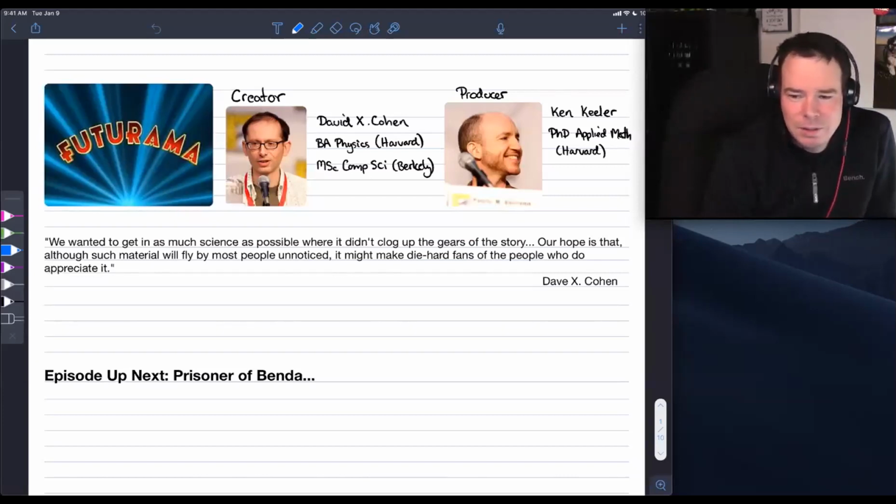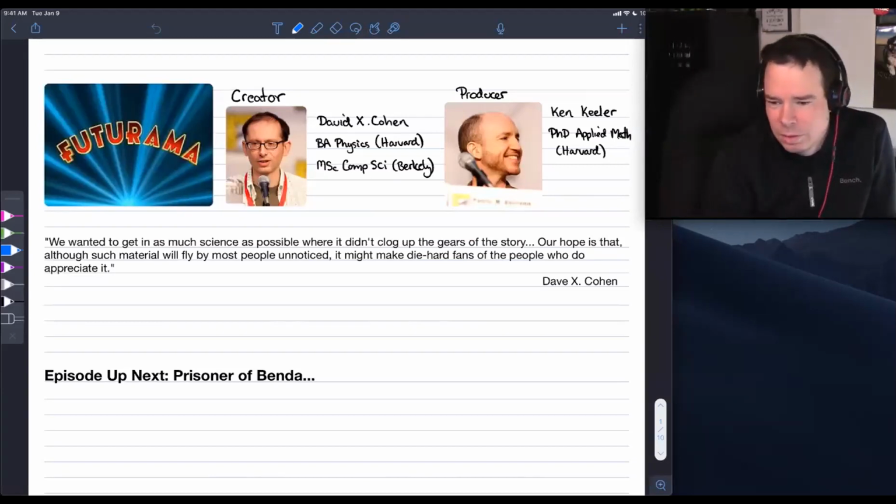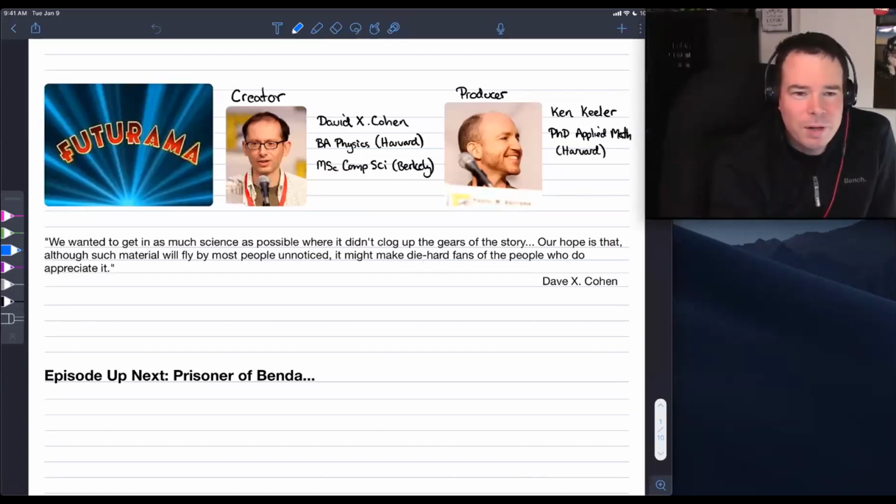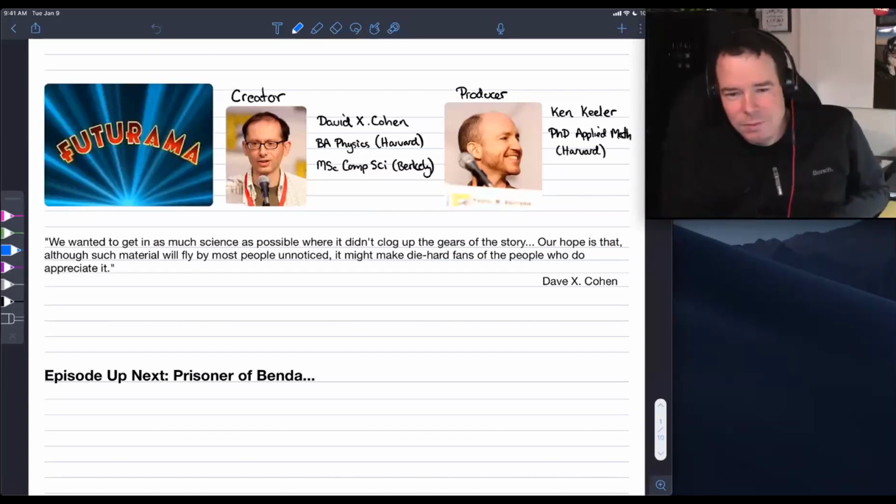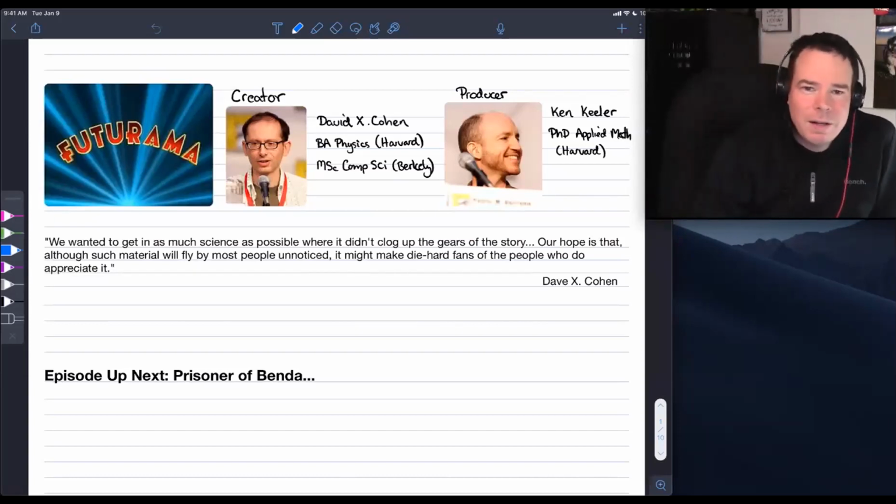This particular story, Prisoner of Benda, is related to an older story, but rewritten for the Futurama age. Ken Keeler, as you can see, has an applied math degree and wanted to prove something new in mathematics and make that new innovation the idea that is needed to solve the problem in the episode. So he invented a problem in the episode for which he had actually developed a solution.